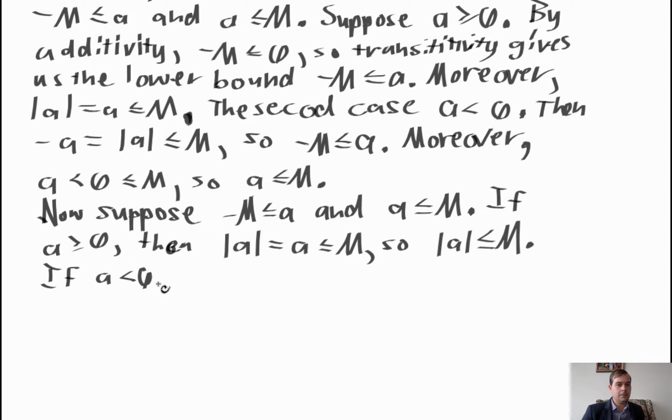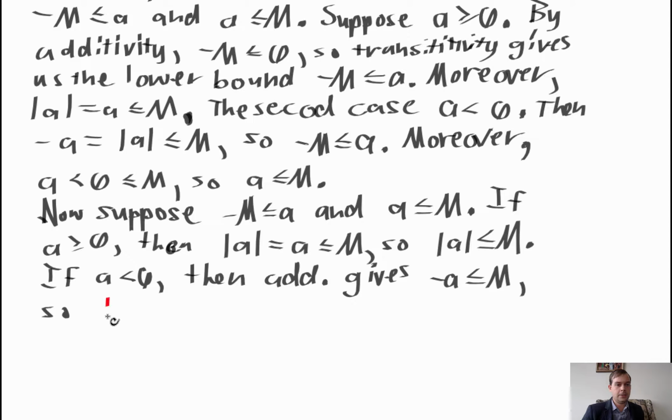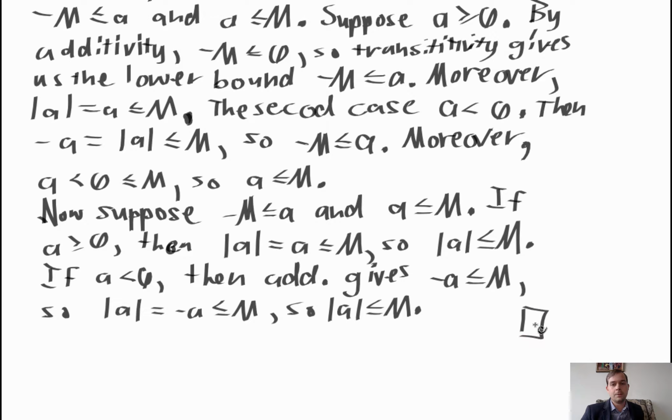On the other hand, if a is less than 0, then we're going to use this inequality. So we add minus a to both sides, and then we add m to both sides. And additivity gives minus a is less than or equal to m. So again, by the transitive property, we have absolute value of a in this case is equal to minus a. It's less than or equal to m. So the absolute value of a is less than or equal to m. By trichotomy, we've exhausted all the possibilities, and so we've completed the proof.